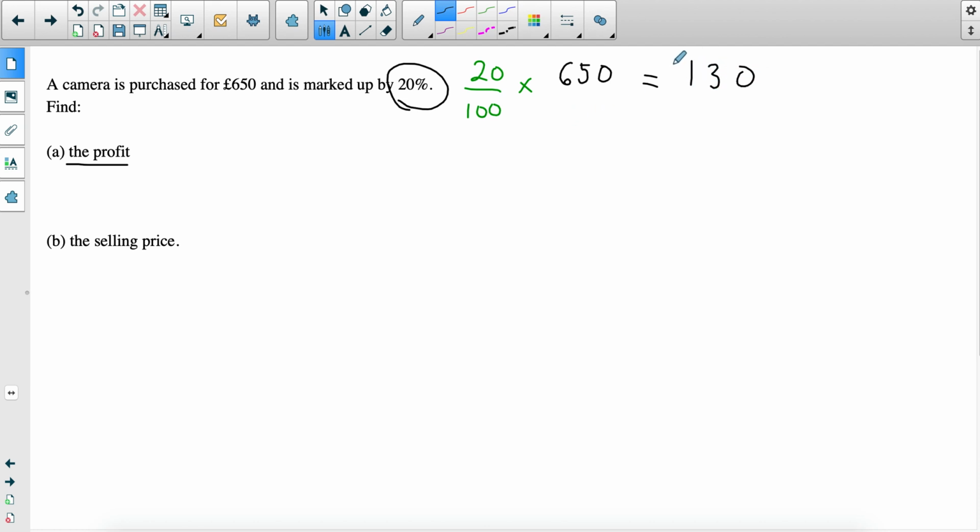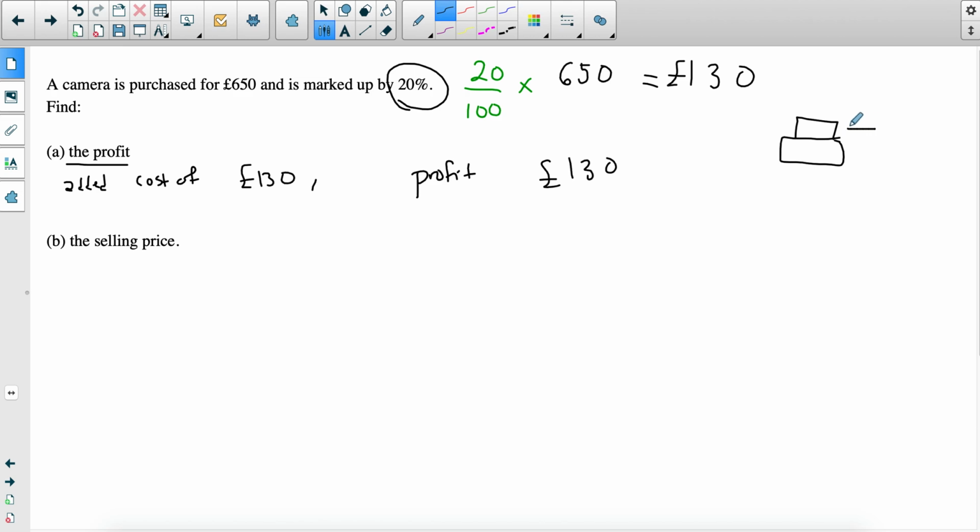and that is going to give you 130 pounds. And so you have added a cost of 130 pounds. Your profit will be 130, because if this is what you purchased it for and you're adding a markup of 20%, this is the profit that you're going to make. It's the markup that you've added.